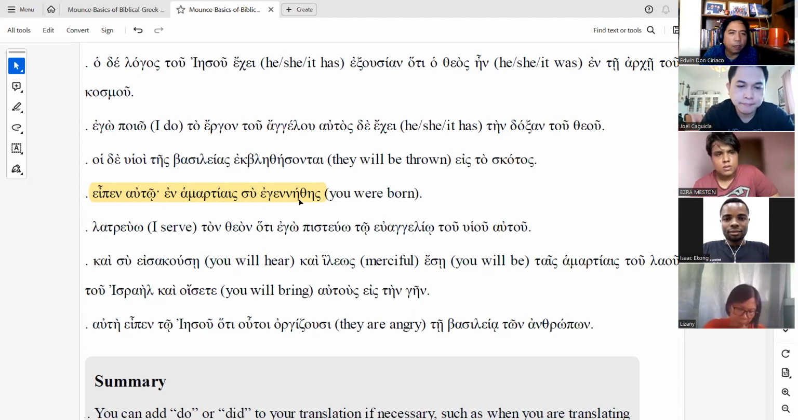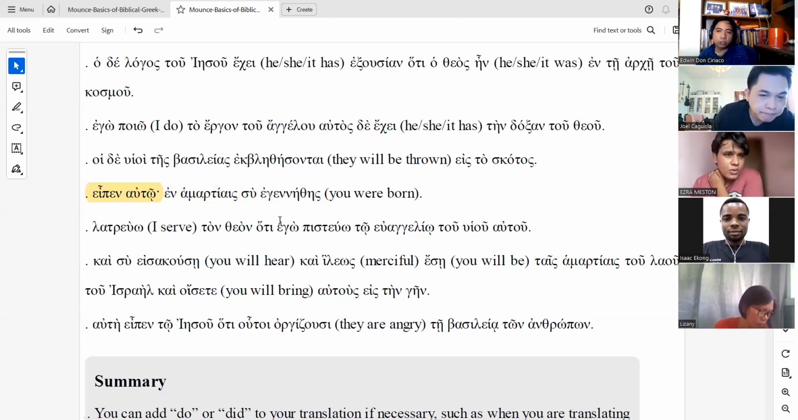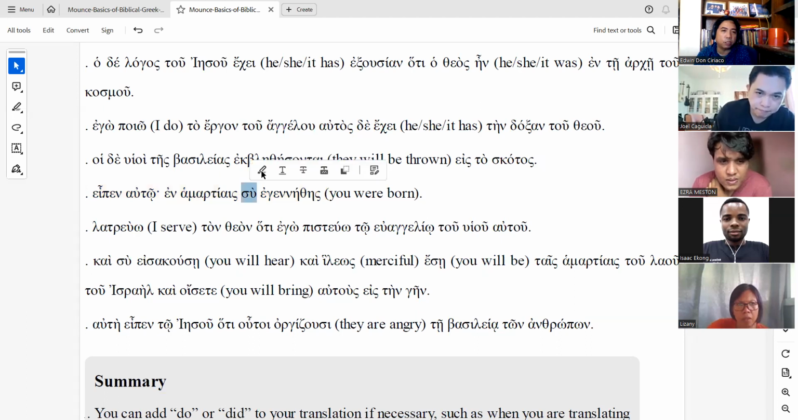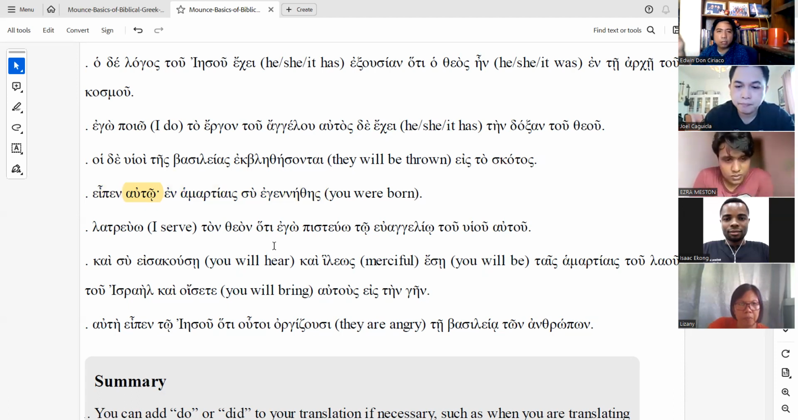So analyze this one first. You remember Apen, Ezra? Yes, sir. He said. And then auto, you is dative. No, no, if you're thinking of "you", this is the "you", su. But this one is a third person. He said, and this is dative, so you add to, in, or with. But in the context, the best preposition is "to". He said to.